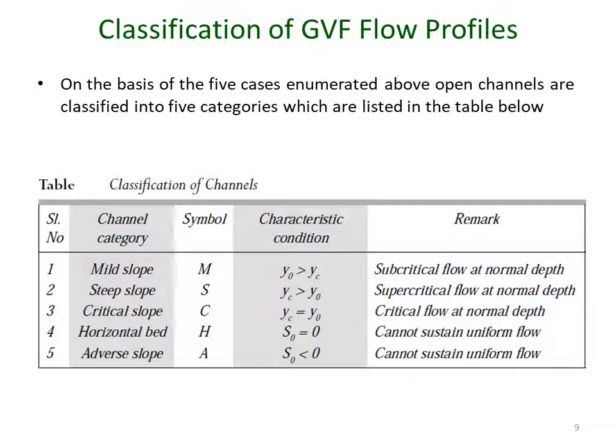Case number 4 represents the horizontal bed or zero bottom slope channel, which is symbolized by capital H, and the condition is S0 equals 0. As we discussed before, this type of slope cannot sustain a uniform flow. Similarly, case number 5, which is the case of the adverse slope of the channel and symbolized by capital A, where S0, the bottom slope, is negative, this type of channel as well cannot sustain a uniform flow.